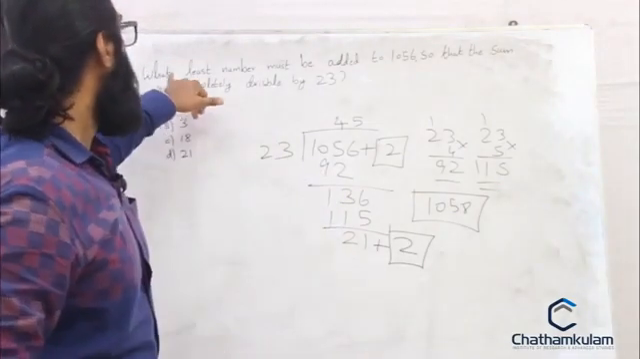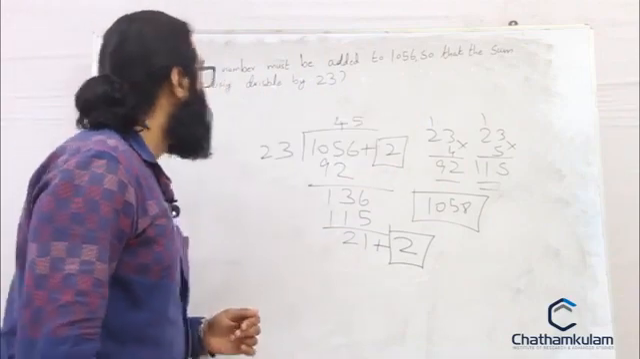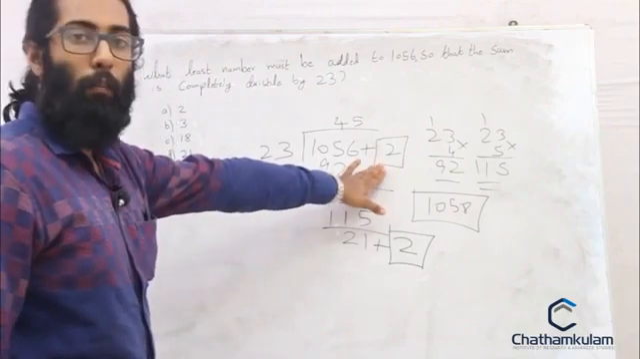So what is the question? What least number must be added to 1056 so that the sum is completely divisible by 23? So the least number would be plus 2.